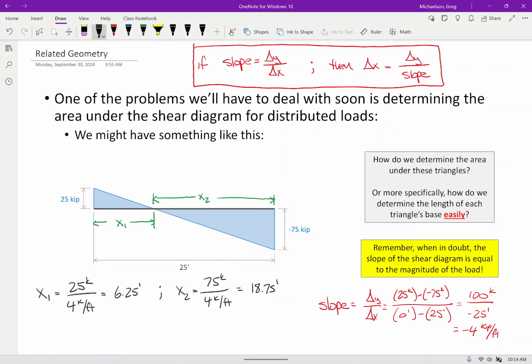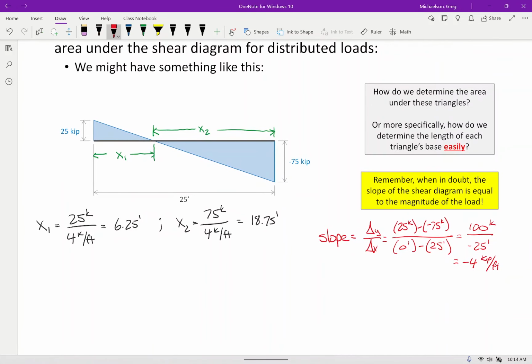Do these two numbers independently make sense? I mean, what happens if you add them up? What do you get? 25, right? So if I want to determine area 1, 1/2 base times height is what?